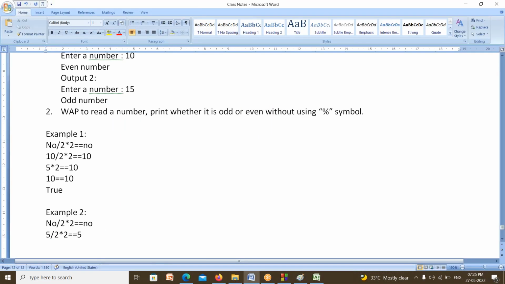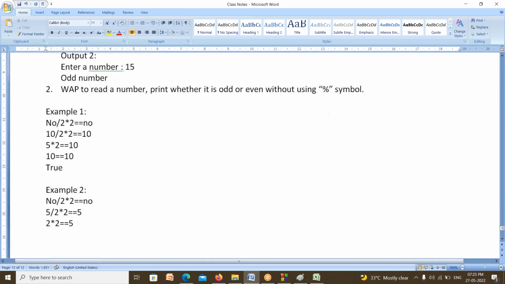Now 5 by 2 equal to how much? 2. Into 2 equal to 5. 5 by 2 equal to 2, into 2 equal to 5. Now 2 into 2 equal to how much? 4 equal to 5. Is it true or false? False.